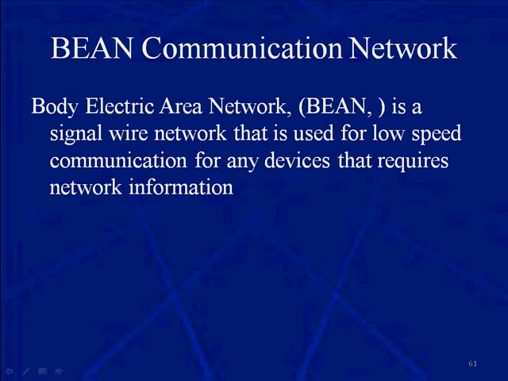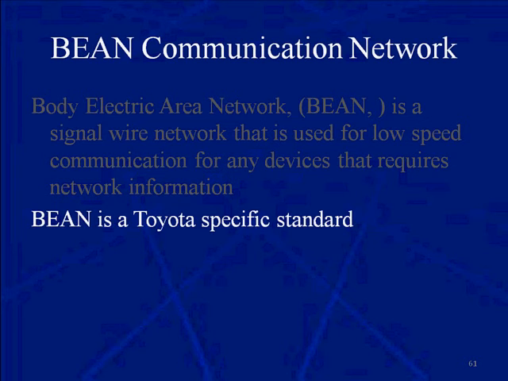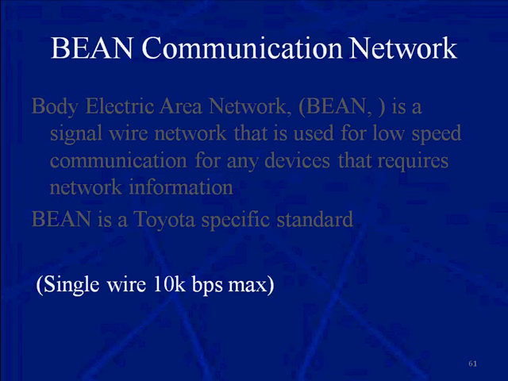Now, BEAN communication network, or Body Electric Area Network, BEAN, is a single wire network that is used for low-speed communications where real time isn't so important, for any device that requires network information. Now, BEAN is a Toyota specific standard. It's a single wire 10K kilobaud per second is what that means.